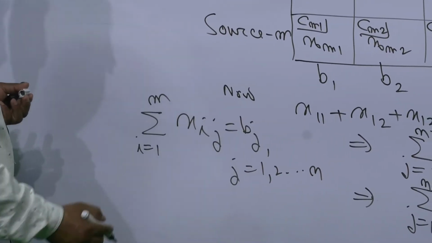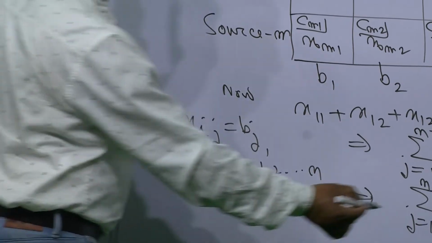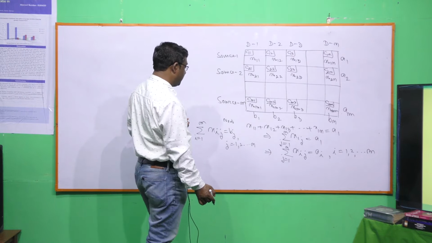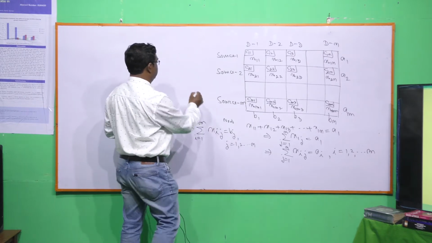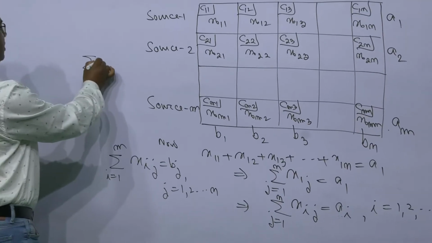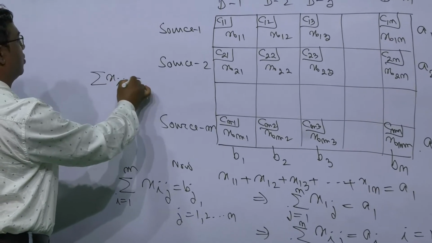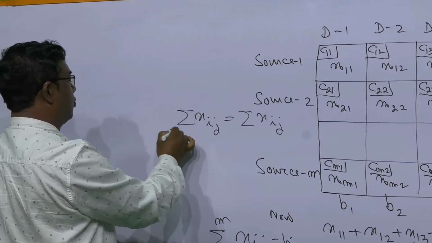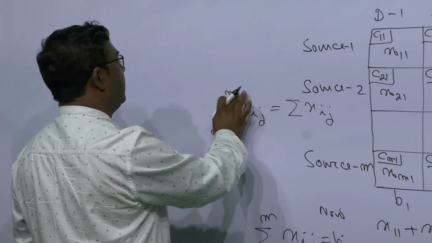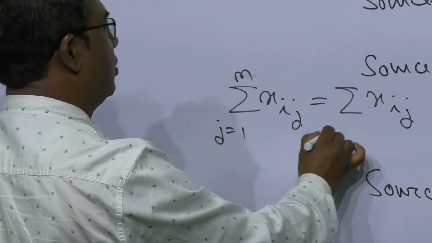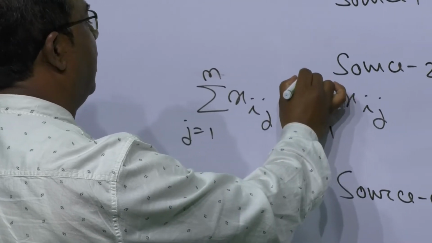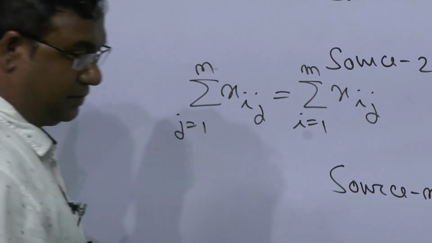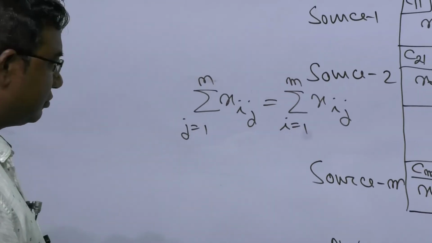So this is the total demand, and this is the total supply. For the balanced transportation problem, these should be equal. So summation Ai, i goes from 1 to m, equals summation Bj, j goes from 1 to n. So total supply should be equal to total demand. This is the first condition.